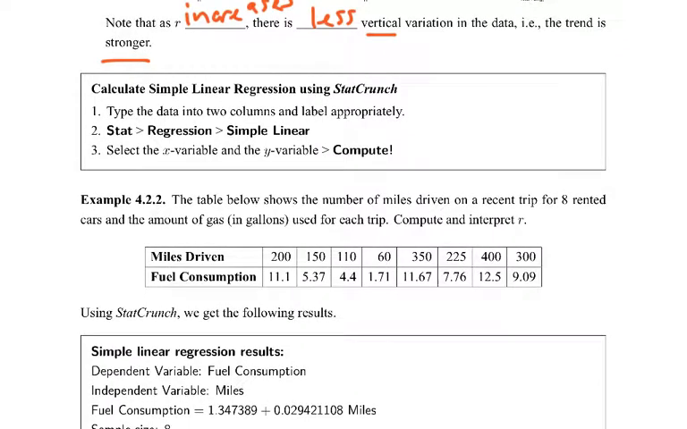How do we get the R value using StatCrunch? So you're going to put your data into two columns and label them separately. So you'll have one in your X column, your independent variable, and one in your Y column or your dependent variable. And then you're going to go to the Stat menu, choose Regression, Simple Linear, choose the X value and choose the Y value, like indicate what they are, and then click Compute.